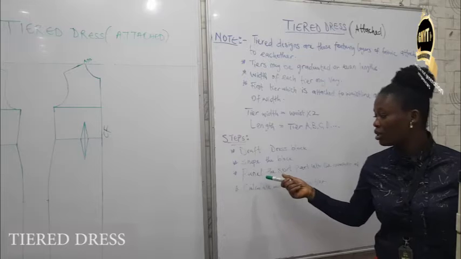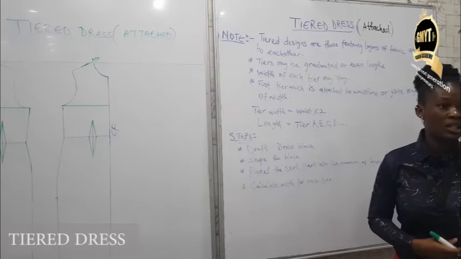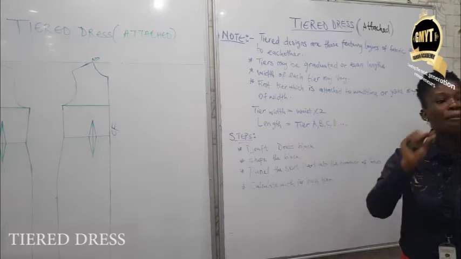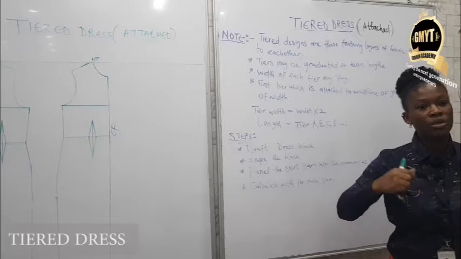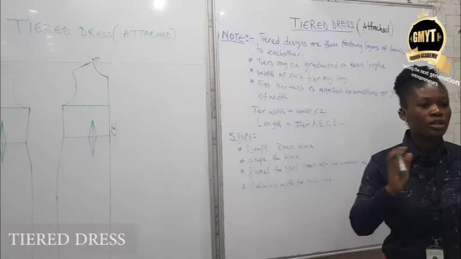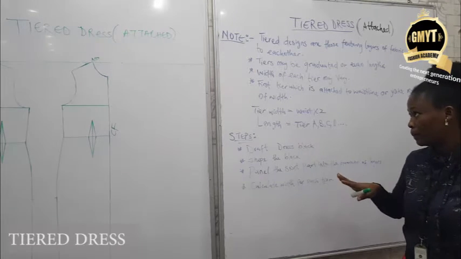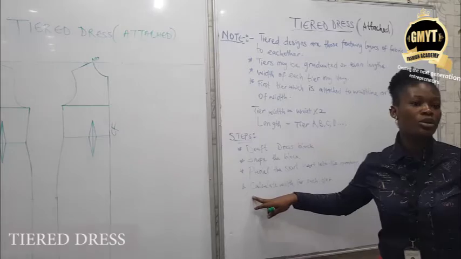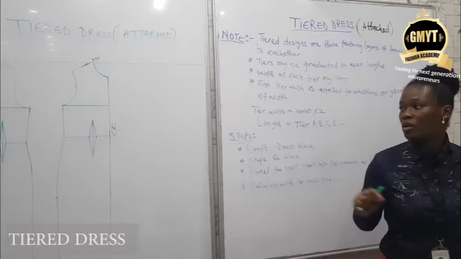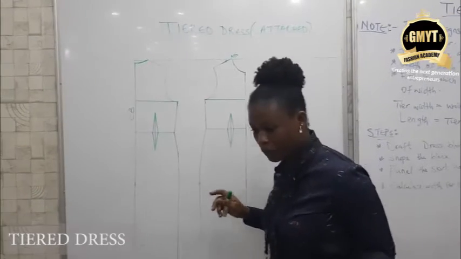So the next thing you are going to do is to panel the lower part of your dress block, that skirt part, starting from your waist down. You panel it into the amount of layers you want. You can either do 3 layers, 4 layers, 5 layers, 6 layers. It all depends on your choice. So after you panel the lower part of your pattern, then the next thing you need to do is to calculate the width for each layer. So I'm going to try that out on my second board right here.